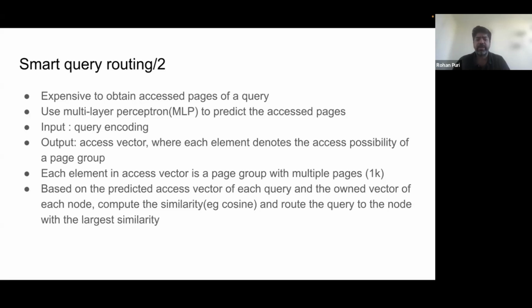And the way they do it is that they have a query encoding as the input, and the output is the access vector, where each element denotes the access possibility of a page group. Each element is a page group, and then you have nodes with the ownership of page groups, and then you do a similarity search on this to route the query to the node that has the maximum similarity with the access vector.